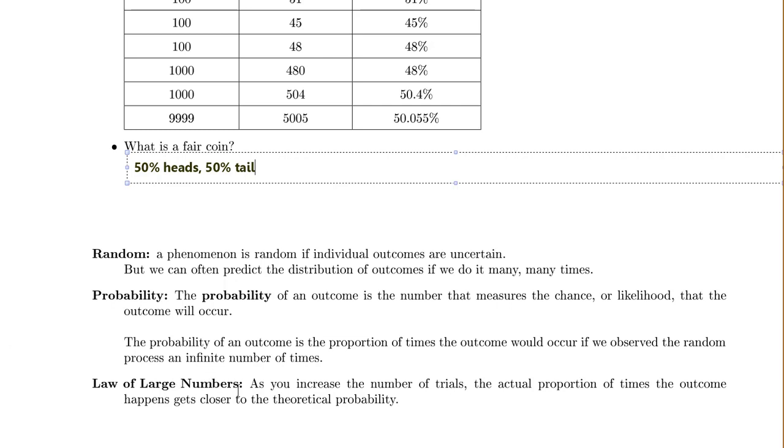The law of large numbers is what we wrote up above. As you increase the number of trials, the actual proportion of times the outcome happens gets closer to the theoretical probability. So the more times we toss the coin, the closer we get to 50%.